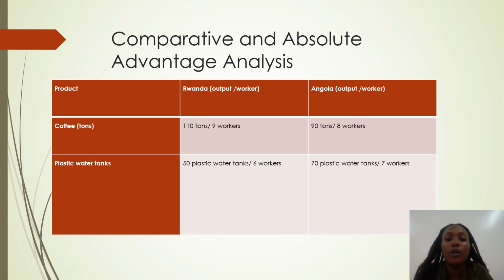Looking at plastic water tanks, we see that six Rwandan workers can produce 50 plastic water tanks, whereas for Angola, seven workers can produce 70 plastic water tanks. Going into the calculations, I see that Rwanda is doing well in coffee, and Angola is doing well in producing plastic water tanks. So to understand this more, let us go into the calculations.